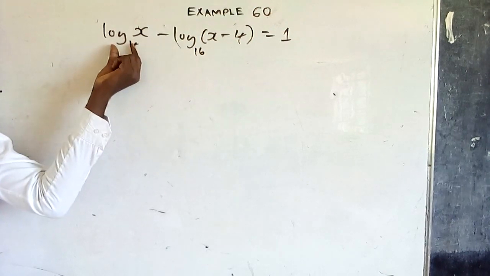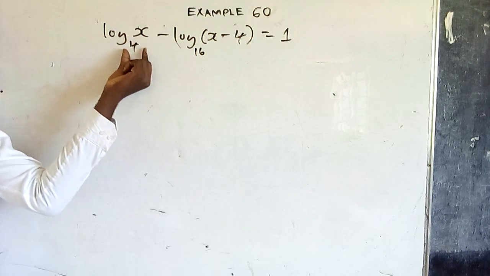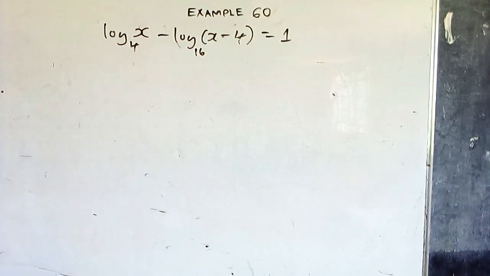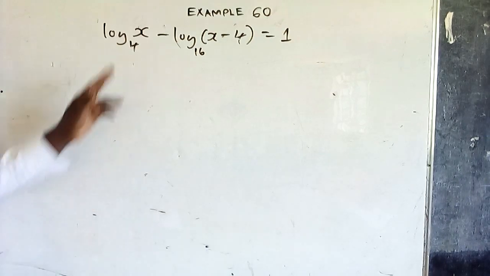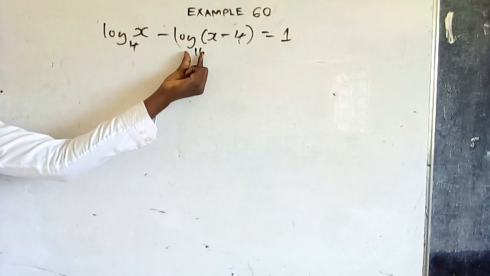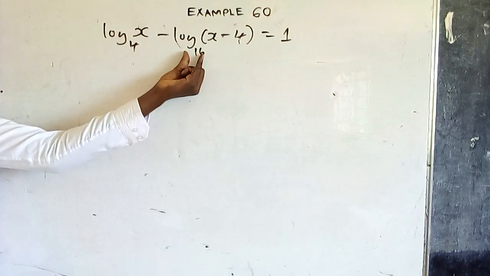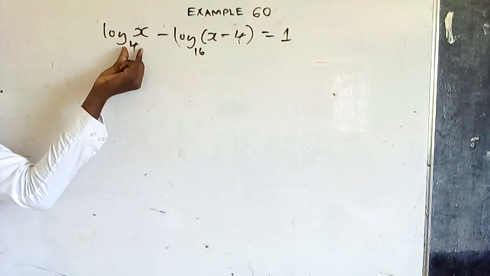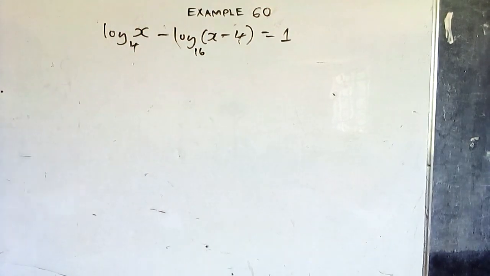But 16 can be written in terms of 4, meaning you don't need to take 4 to be in terms of 2. Because 16 is the same as 4 squared, so we can use base 4. But if you had something like base 8, 8 cannot be written in terms of 4, it can be written in terms of 2. Meaning you put base 4 to be base 2 and base 8 to be base 2. Are you seeing what I'm trying to explain?